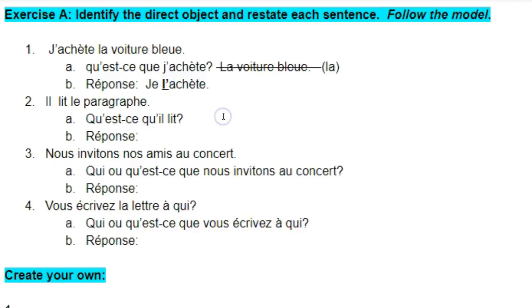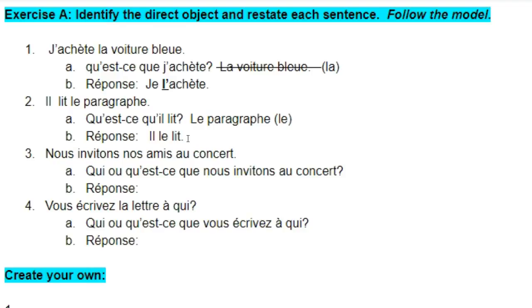Try to do number 2 on your own. Pause the video and then play it when you're ready to check your answer. Okay, do you see that we have the answer written? Qu'est-ce qu'il lit? Il lit le paragraphe, the paragraph. It's replaced with the pronoun le, and le is inserted before the active verb lit. Il le lit. Now see if you can do 3 and 4 on your own.